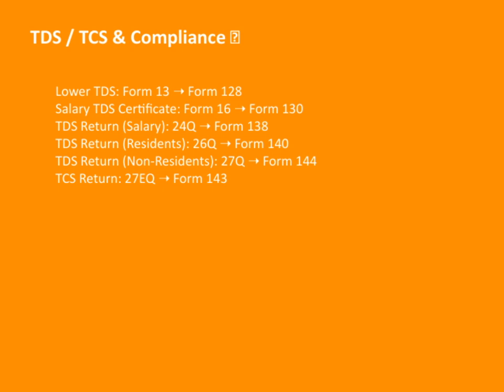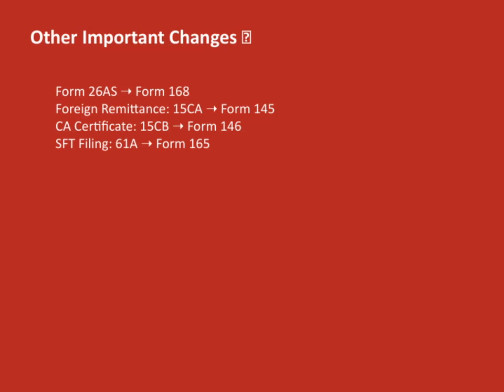Remember, compliance isn't just about following rules. It's about maintaining transparency and efficiency in your tax processes. Now, let's look at some important changes in the forms and compliance process. First, the transition from Form 26AS to Form 168. This change streamlines the way we view tax credits and TDS details, making it easier to verify income and tax payments.